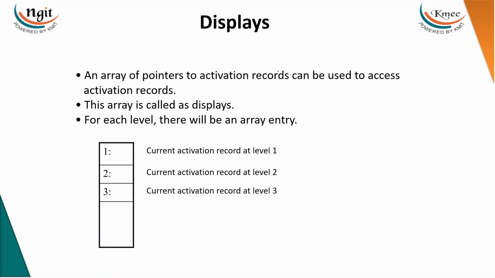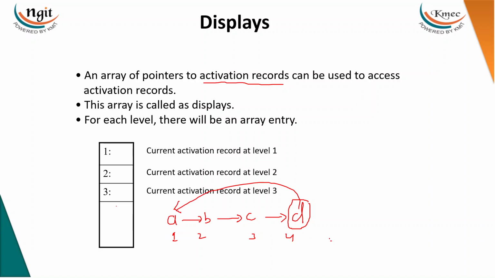Then we have a display. Instead of maintaining the caller and callee, we are going to maintain all the activation records as an array, so we can call it a display. The first activation record is at level 1, then level 2, level 3. Even though A is calling B, B is calling C, and C is calling D, assume that these are activation records 1, 2, 3, 4. Assume that D is accessing the non-local variables from A. Then we can directly point to this display. So D has to point to this.